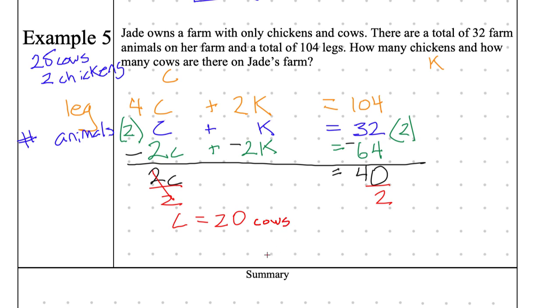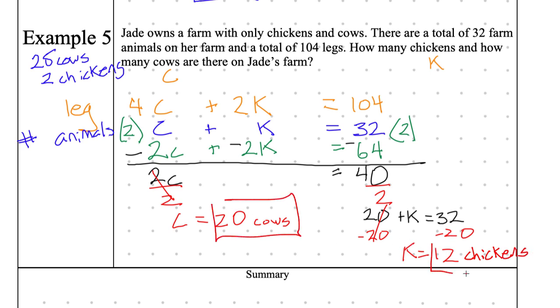That means what? How do I find chickens? Kira? Okay, well, you could just go 20 plus k. Oh, you're doing the blue equation right here? Yeah. Equals 32. 20 plus k is equal to 32. Subtract 20 on both sides. Minus 20, minus 20. And k is equal to 12. K is chickens. Nice. So 20 cows and 12 chickens on Jade's farm.